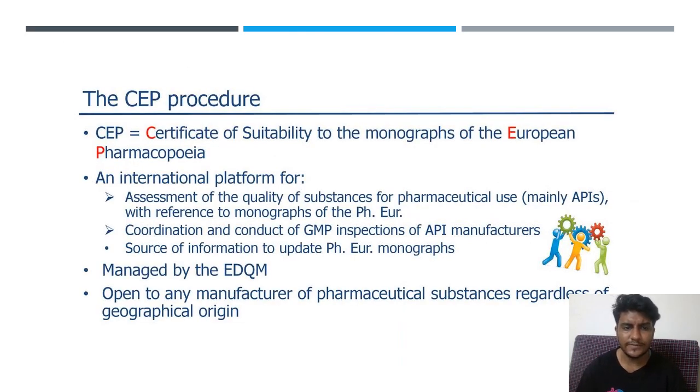The CEP procedure, which is Certificate of Suitability to the Monographs of European Pharmacopoeia. CEP is a very important certificate, and it is managed by the EDQM. It is an assessment of the quality of substances for pharmaceutical use, majorly the active pharmaceutical ingredients. And for the API manufacturers, it is very important to keep in mind the conduct of inspections for the same.